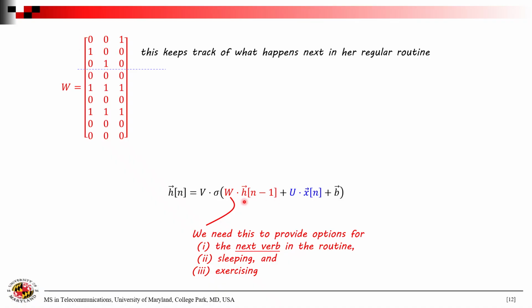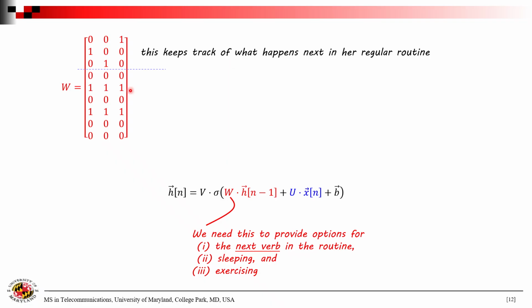If the feedback were today she sleeps, that means it would grab the second column, and that would be 0, 0, 1, which is today she sits. And if the feedback is today she sits, or yesterday she sat, that means that it would grab the third column, and that would represent 1, 0, 0, which is today she exercises. If yesterday she was sitting, today she's exercising. So this top third of the matrix keeps track of what happens next on her regular routine.